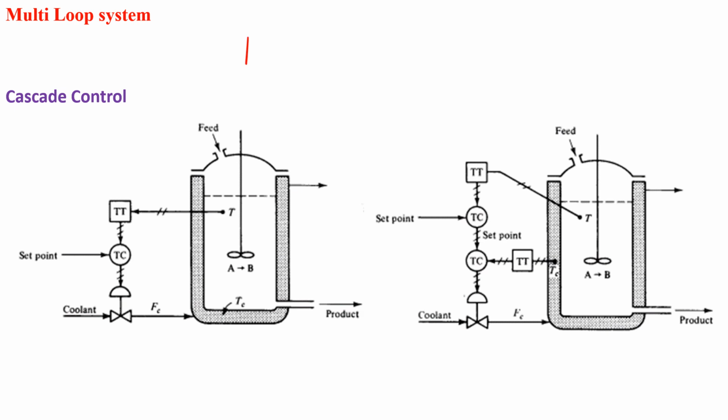You know that for any feedback control system, it is one input and one output, which means one measurement and one manipulated variable. So just guess, if you want to implement more than one measurement and more than one manipulated variable, then the answer is a multi-loop system. This one we are going to discuss here.